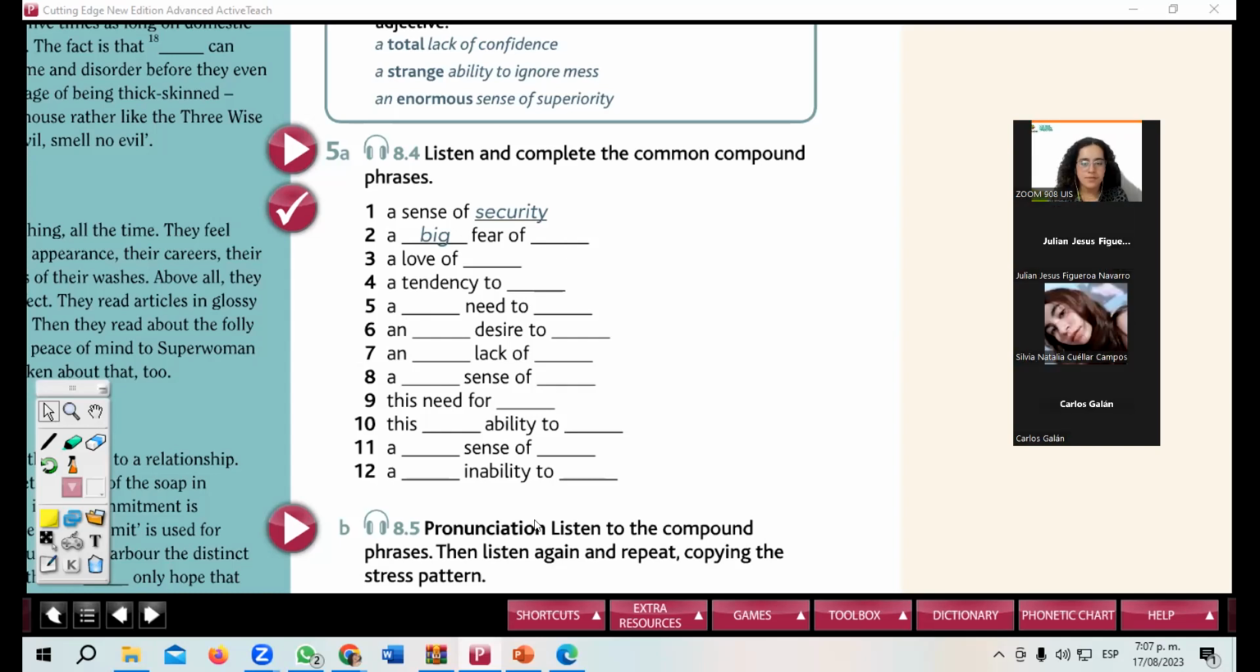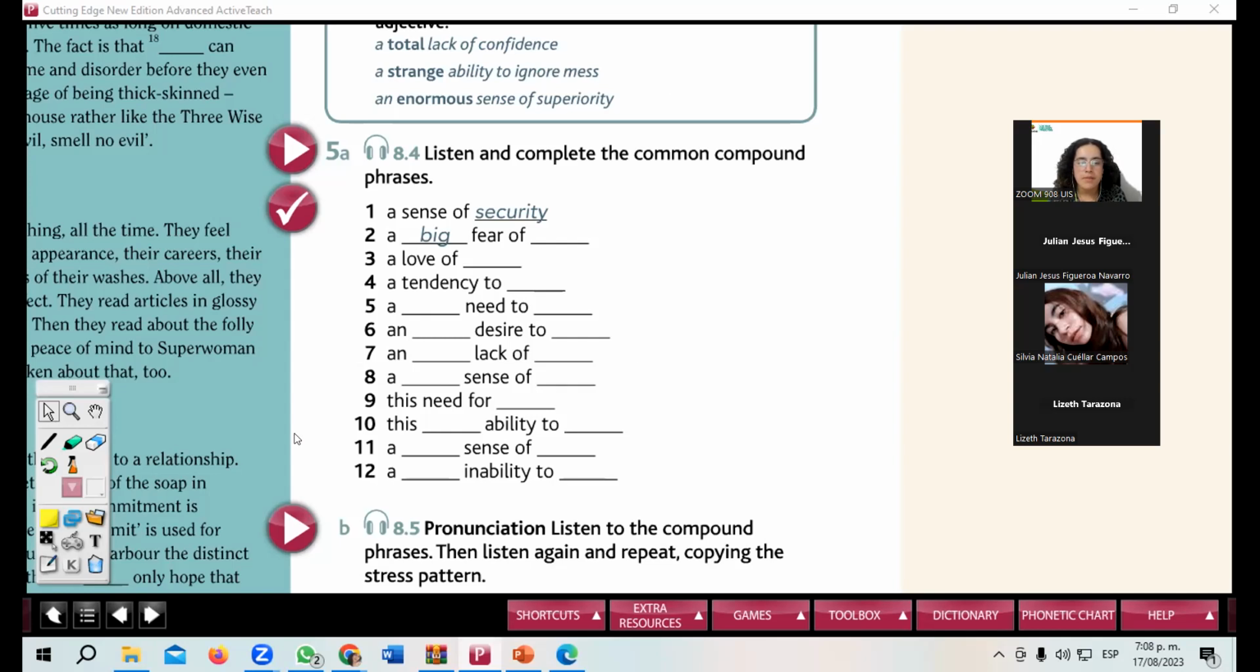Number 5, Julian. A constant need to show off. A constant need, it's correct. Remember, show off, like demostrar, ostentar, to show off, lucirse. Lisette, number 6, Lisette Tarazona. Teacher, an enormous desire to please other people. Enormous desire to please other people.